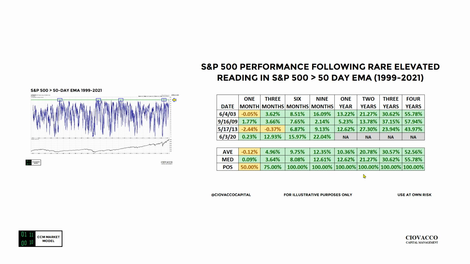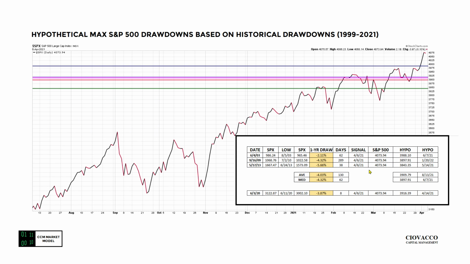Also helpful to know, to get to the right side of the table in the historical cases, the average 12-month drawdown from the date of the signal was 4%. The median drawdown was 4.32%. The case that happened in June of last year, just a hair under 4%. In terms of the timing, kind of all over the place. One of them occurred 289 calendar days later. This one occurred 8 days later. Hypothetically, these drawdowns on a 2021 chart would take us back to these levels here, once again providing a probabilistic reference point.